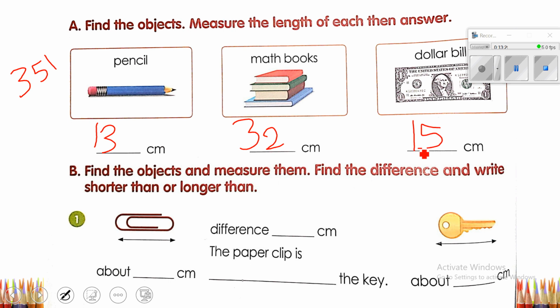Here is B. Find the objects and measure them. Find the difference and write shorter than or longer than. So I have to find a real object. The first one is a paper clip. Here is the paper clip. The paper clip is about, yes, it's about 3 centimeters.